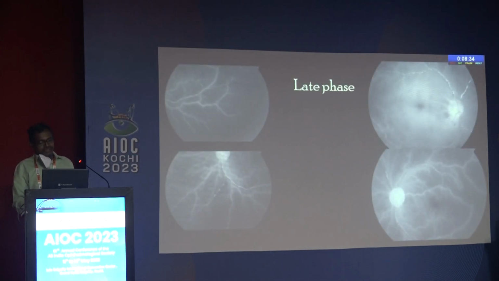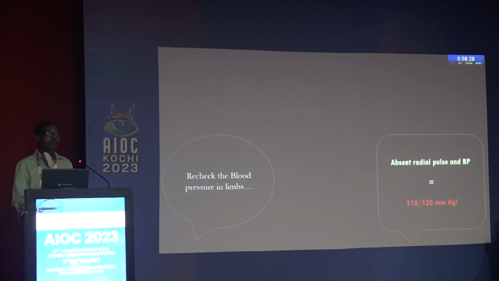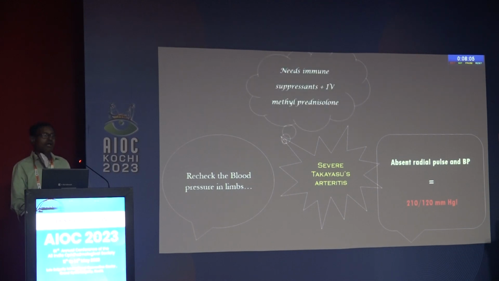So what do you see? There is an ocular ischemic syndrome. So I checked the blood pressure in the limbs. There was an absent radial pulse. And the BP between upper limb and lower limb had a difference of 210/120. So even a basic examination of blood pressure checking can help you in reaching this wonderful diagnosis of severe Takayasu arteritis. So when you see such severe uveitis, you are supposed to handle it with a rheumatologist along with high-dose immunosuppressants, preferably cyclophosphamide or IV methylprednisolone. That could have easily salvaged the patient.